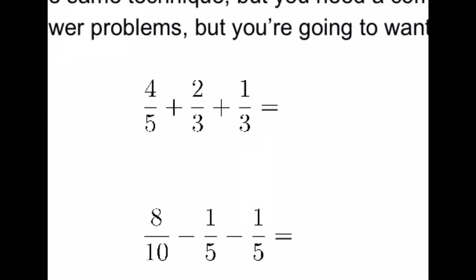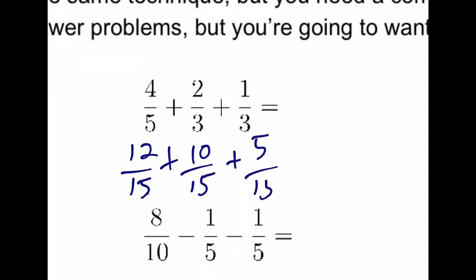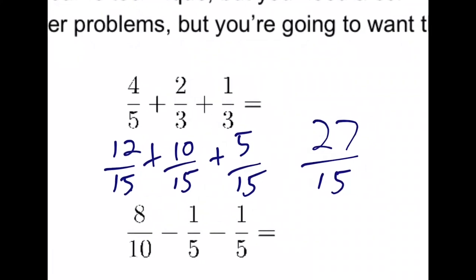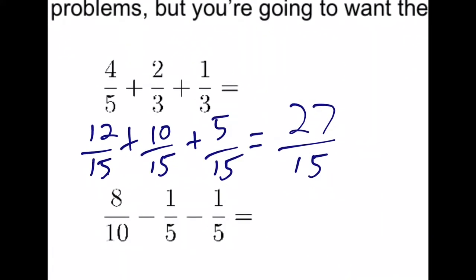4/5 is tripled. I get 12 over 15. 2/3 I multiply by 5, and I get 10 over 15. 1/3 I multiply by 5, and I get 5 over 15. I add straight across the top, and I get 27 over 15. You may notice both of these have a factor of 3. My new fraction becomes 9/5.